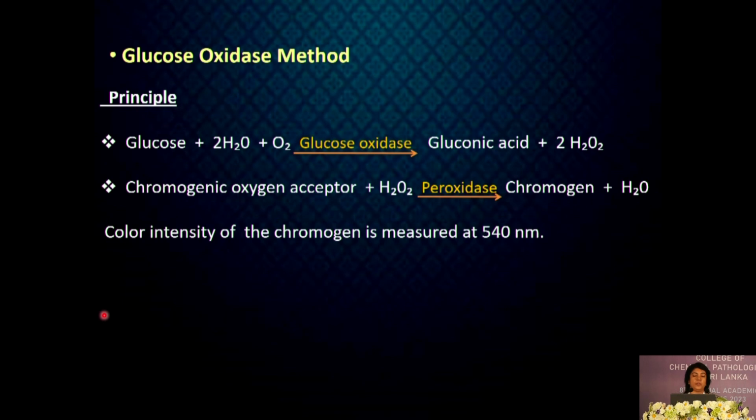Now we move to the glucose oxidase method. Glucose oxidase catalyzes the conversion of glucose to gluconic acid and hydrogen peroxide. Addition of a chromogenic oxygen acceptor and peroxidase forms a colored compound, and the color intensity is measured at 540 nanometer.